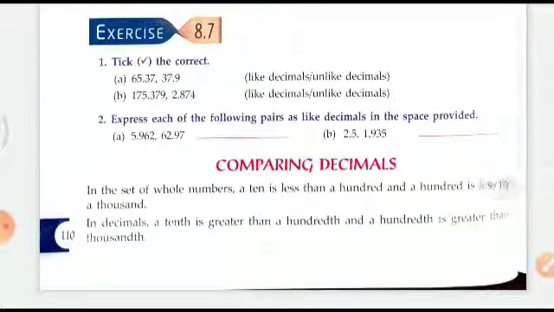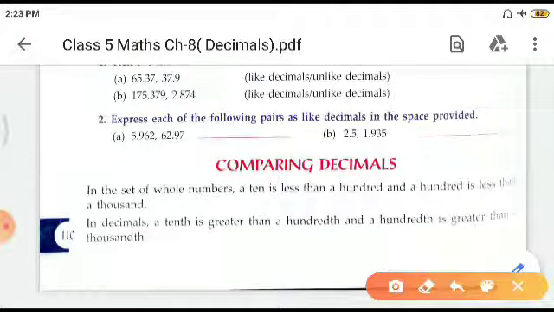Now tick the correct one. 65.37 and 37.9, are they like decimals or unlike decimals? Right, they are unlike decimals. In the first one there is 0.37, 2 digits, and in the second one 0.9, 1 digit. 175.379, see in this one, here there are 0.379, 3 digits, and here there are also 3 digits. So these two are like decimals.